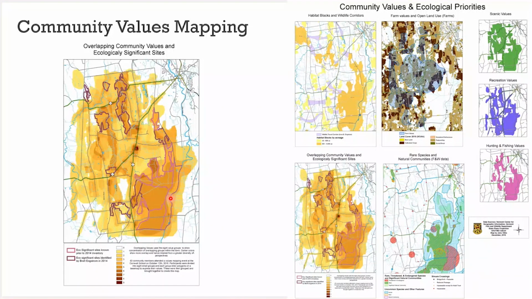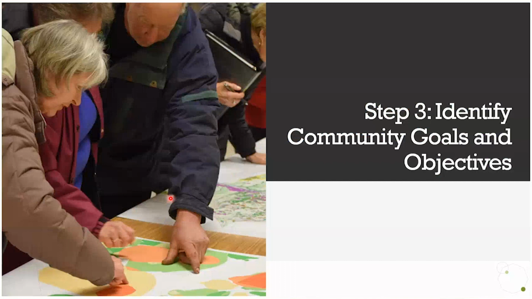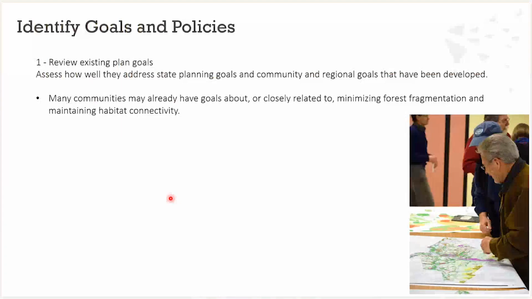So there's a tremendous opportunity for working together in partnership to address these places of overlap with community values and ecological priorities. Now, step 3 is all about identifying goals and objectives. And I want to zoom in here a little bit more. So the first step here is just to review the existing plan, and assess how well it addresses the planning goals, and the community and regional goals. Okay, great. So there's a lot in there.